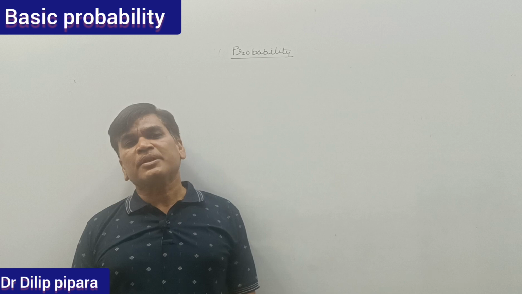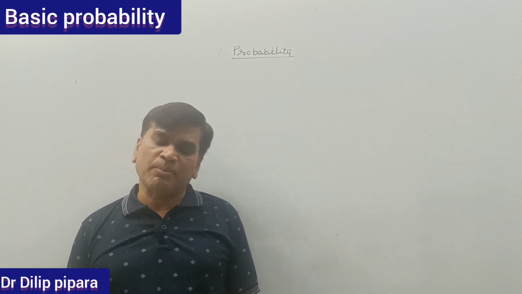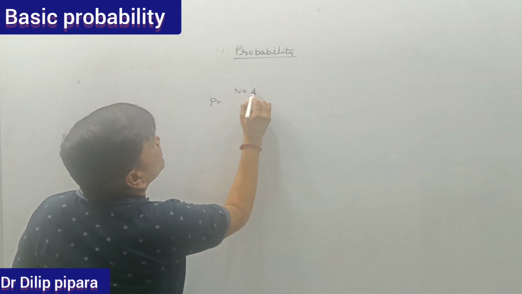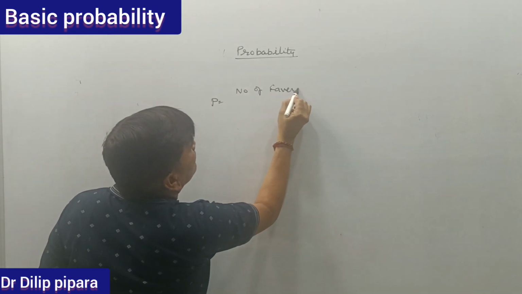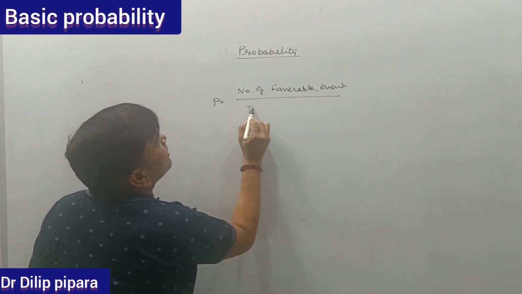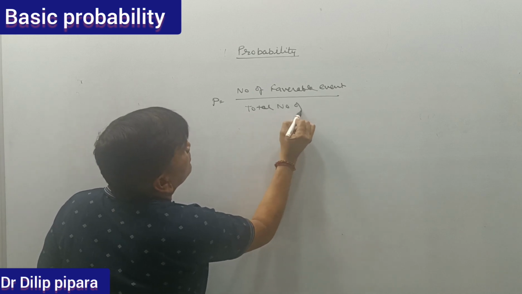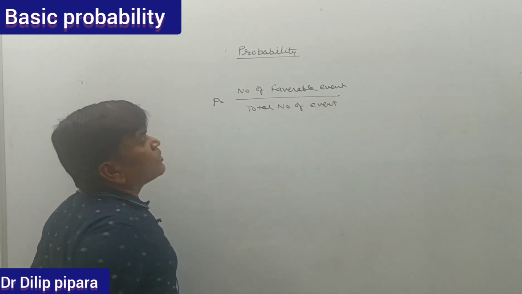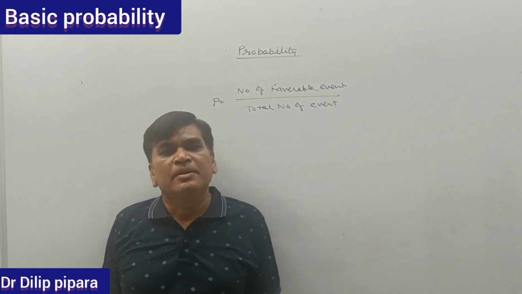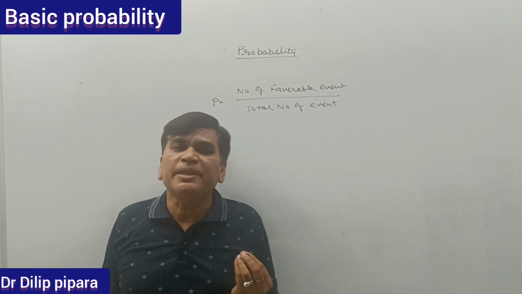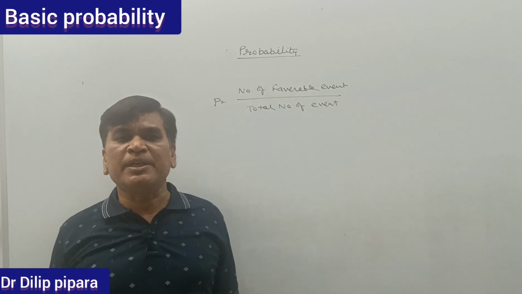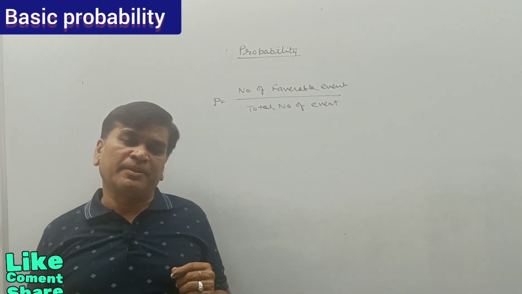So the very first thing we should know is the formula for calculating probability. Probability is nothing but the number of favorable events divided by the total number of events. So for calculating the probability of anything, we use the formula: number of favorable events divided by total number of events.